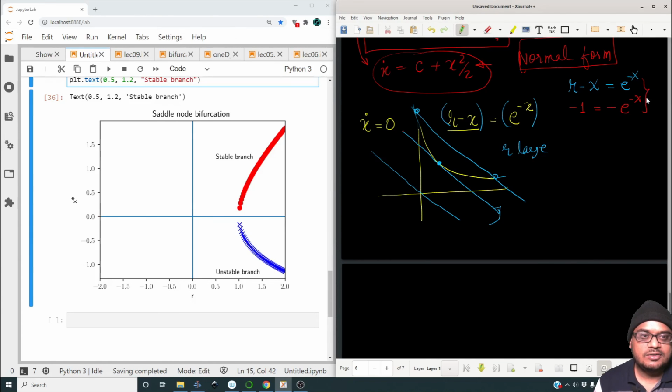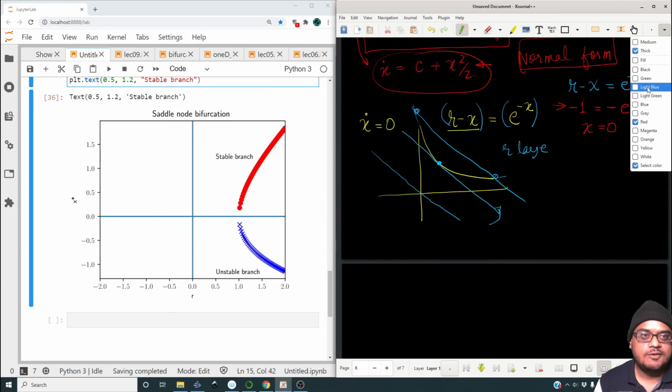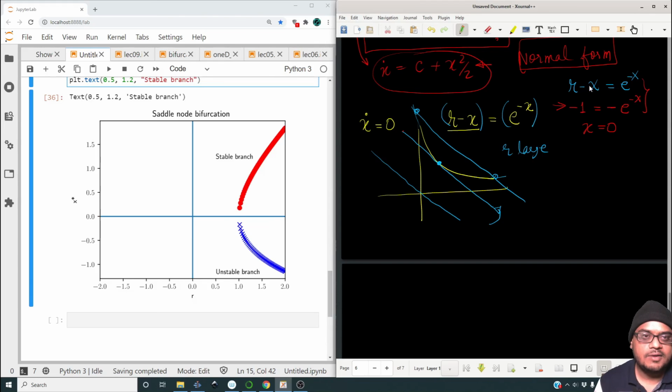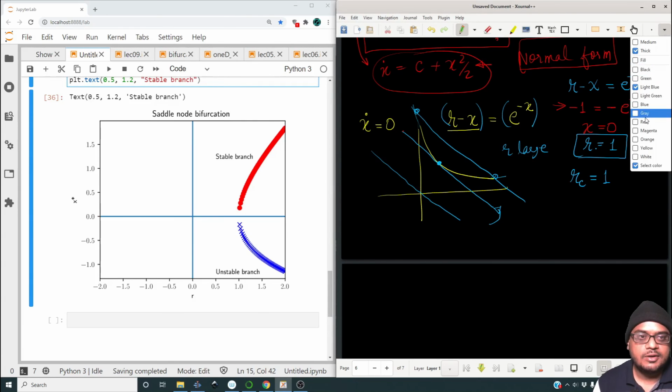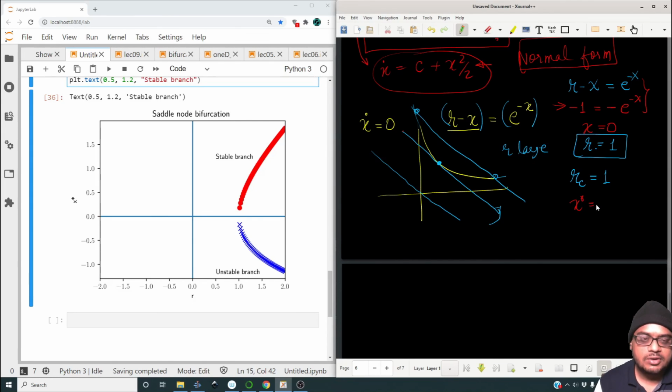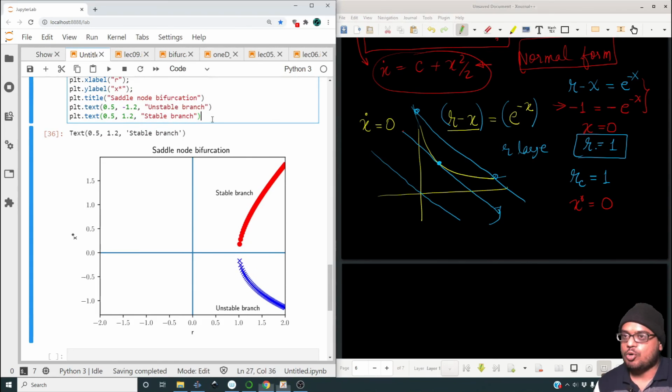So what are the conditions under which this is satisfied? This equation is satisfied when x equal to 0. And when we substitute x equal to 0 over here, we have r equal to 1. So r equal to 1 is the critical control parameter where bifurcation occurs, and the fixed point which corresponds to this particular bifurcation is equal to 0. So over here x equal to 0, the y-axis is x, and r equal to 1 is the point where bifurcation occurs.